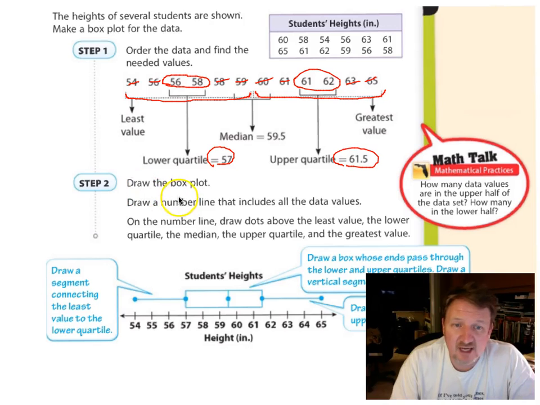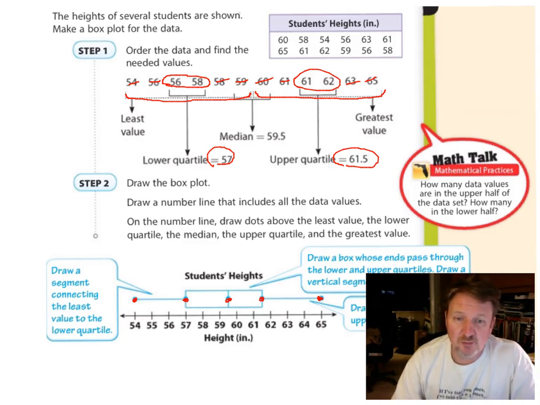Now you have to actually draw the plot. First you plot these points. I plot the 54, the 57, 59.5, 61.5, and 65. So that's what they've done here. They plotted 54, 57, 59.5, 61.5, and then way out here is 65. That's the first thing you do, you plot those points.